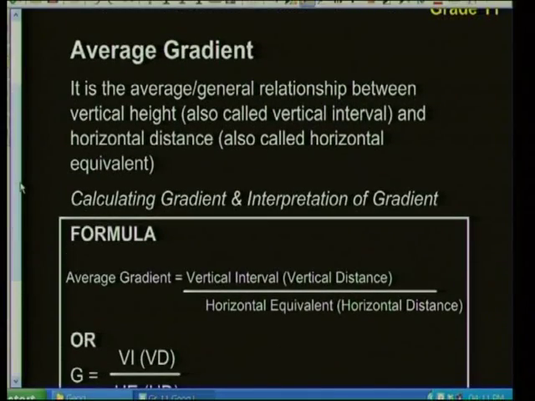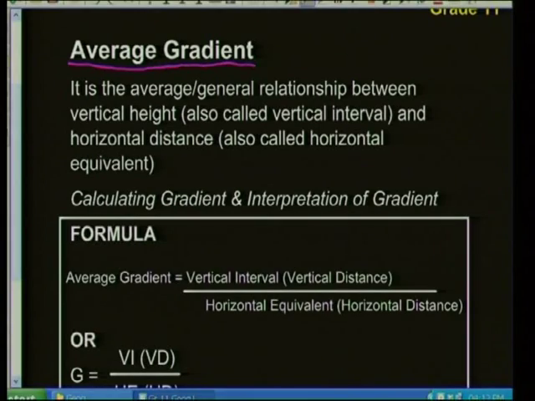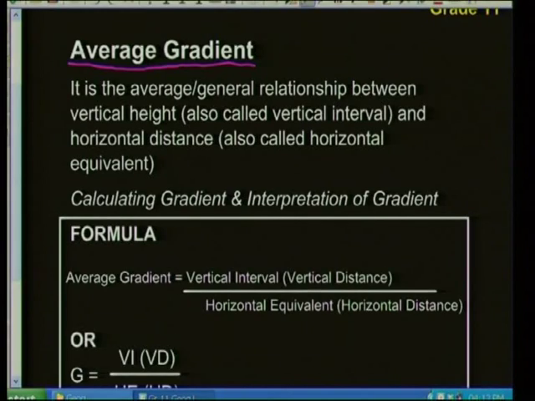Gradient, we can also use it on a cross section, or you can use it on any 2 points. Remember, this is the average gradient. You can never get an exact gradient because land keeps on undulating up and down all the time. So, how do you work out average gradient?